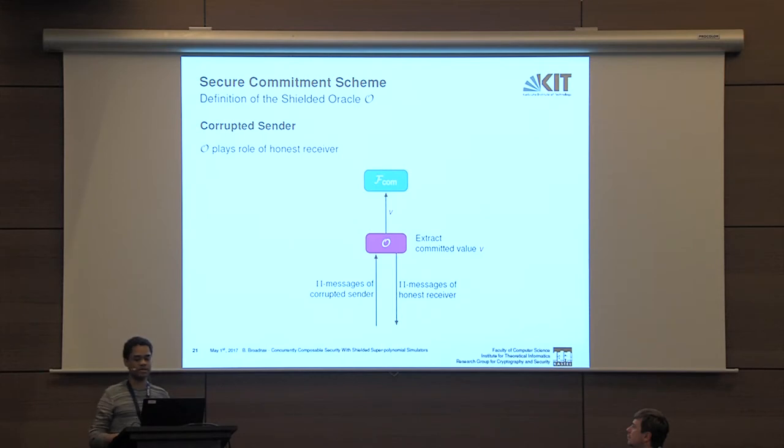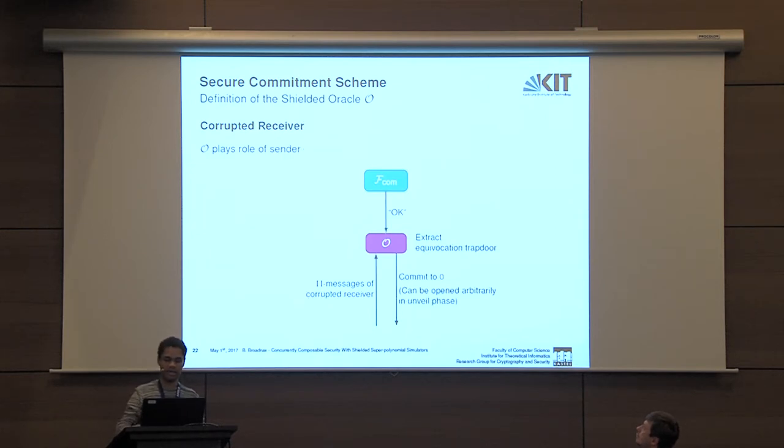Okay, so now we're ready to define the shielded oracle. In the case of a corrupted sender, O plays the role of an honest receiver, and after the commit phase is over, extracts the committed value, if possible, and sends this value to the functionality. And in the case of a corrupted receiver, O plays the role of the sender, extracts the equivocation trapdoor, commits to zero in the commit phase, and can then use the equivocation trapdoor to open this commitment arbitrarily in the unveil phase.